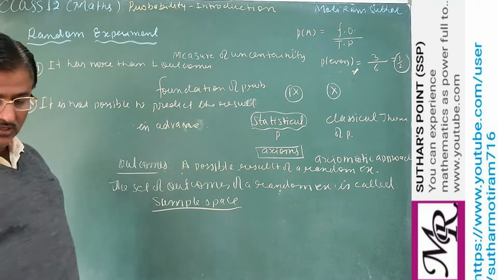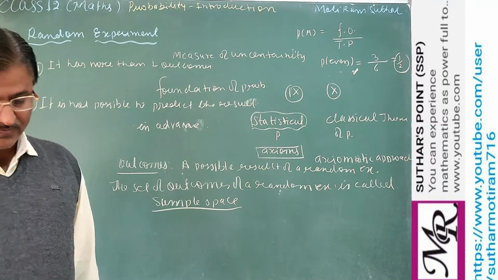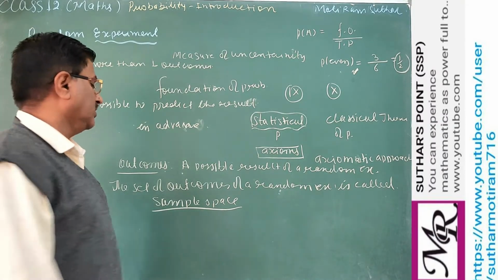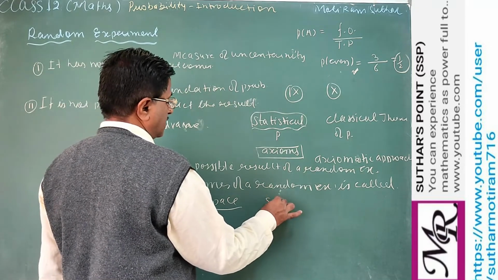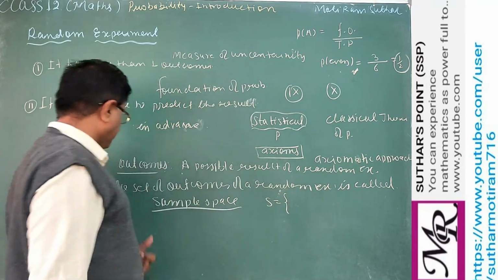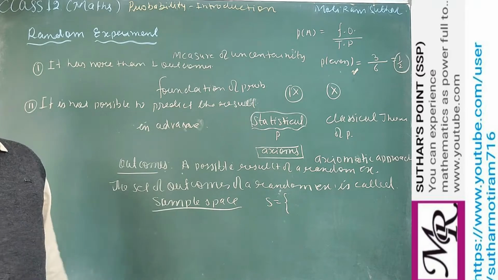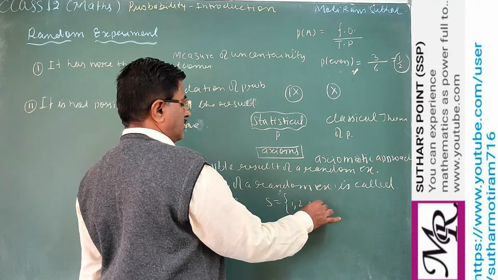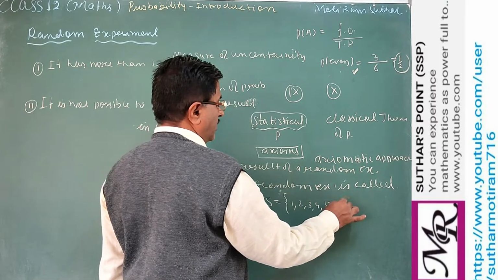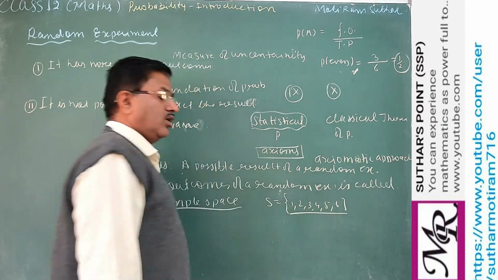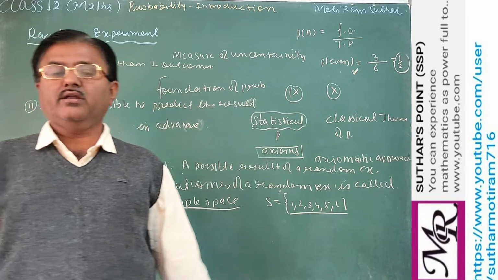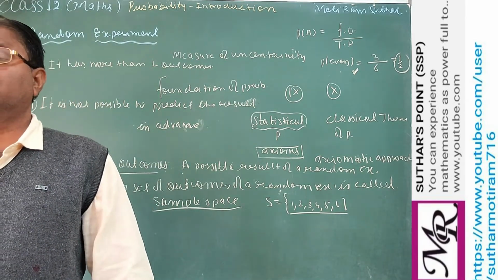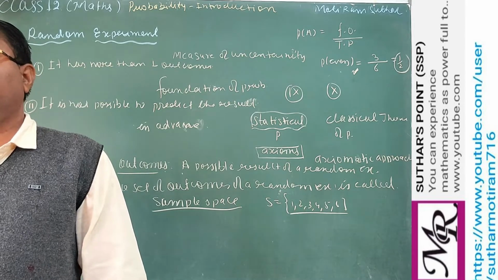So what is the meaning of sample space? The set of outcomes. Suppose you are throwing a die, then what is the set of possible outcomes? That is 1, 2, 3, 4, 5 or 6. All these possible outcomes we write in the form of a set. This is known as the sample space of the experiment.